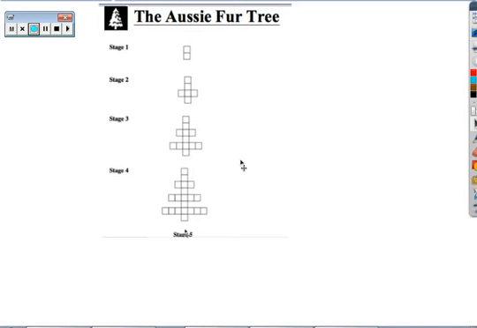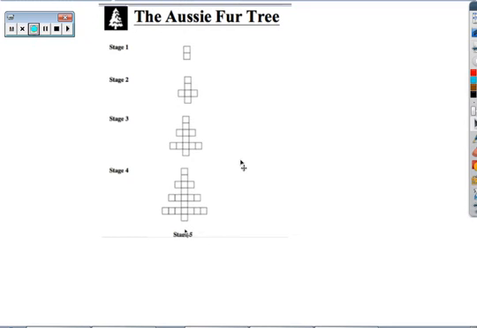So the first question that we're going to ask the Jaguars here is what are some important things to know about this pattern? So who would like to share? Okay, so let's hear from Ciara first. Take it away. From looking at the stages of the Aussie fir tree, it's quadratic, but it has a second difference. So as the stage number grows, you'll see that.